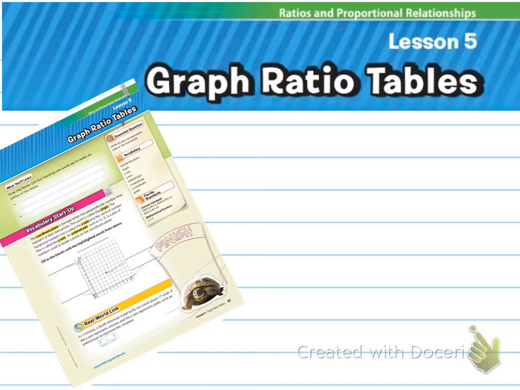Hello everybody. So we're working on graph ratio tables. In the textbook that starts on page 47, it's lesson 5 in chapter 1. But we just think of it as 6.RP.3a. That's the standard that we do for graphing ratio tables.